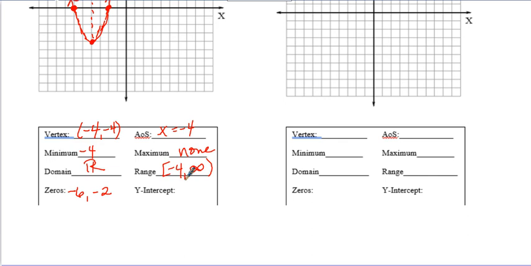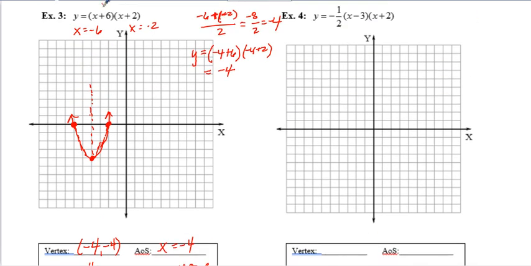Now my y-intercept. How would I find my y-intercept? That's where the graph crosses the y-axis. I can either set x equal to 0 and solve, or I can use my calculator. This one's pretty easy to do by hand. If I set x equal to 0, that's what a y-intercept is, right? That's when x equals 0. What would I get for y? 0 plus 6 times 0 plus 2.